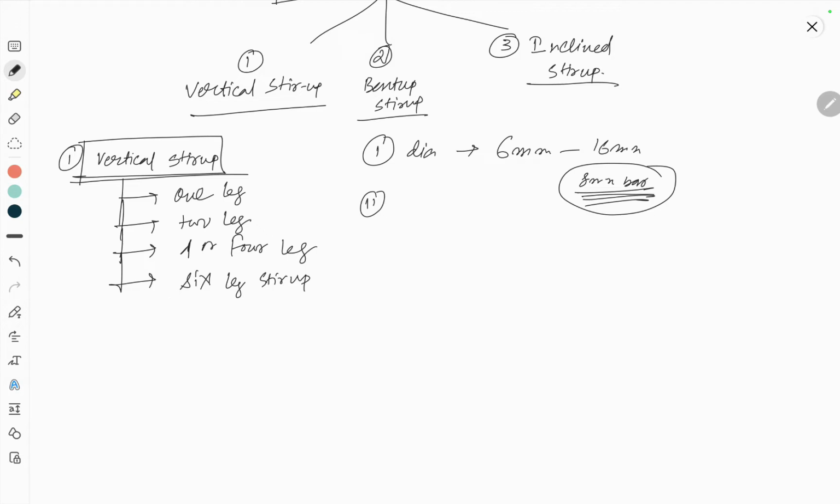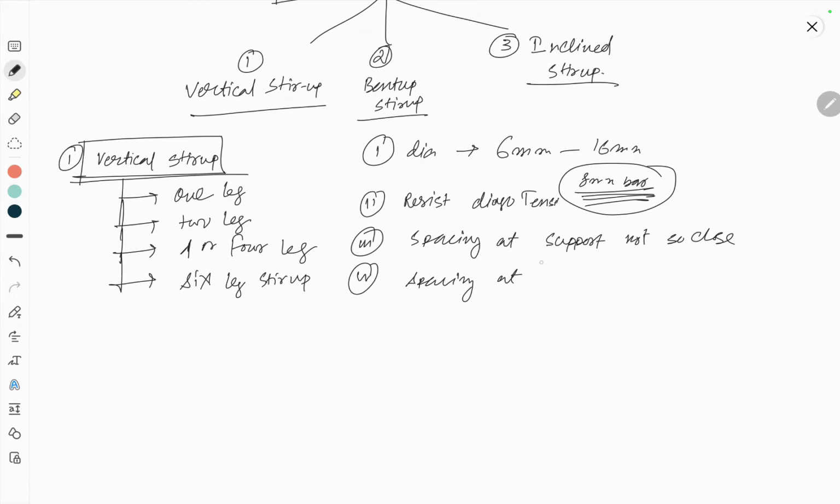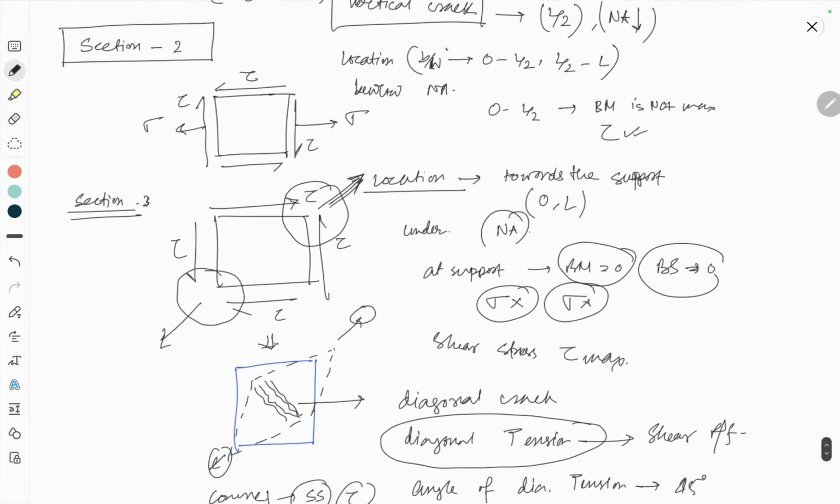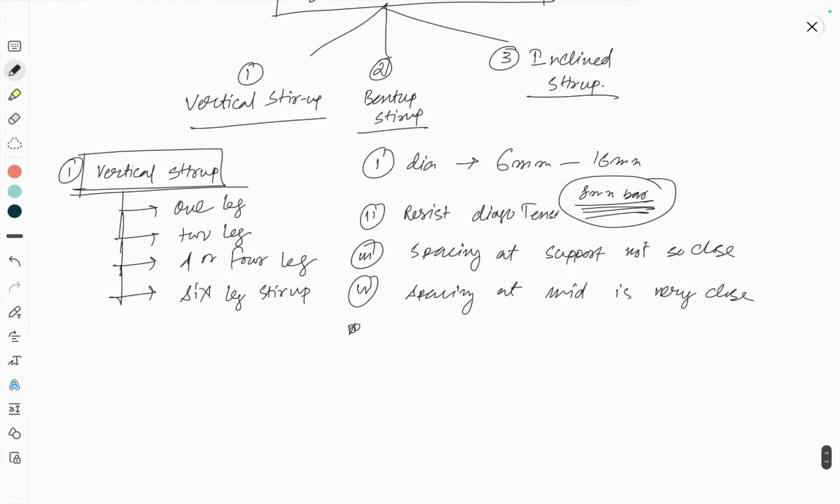Number two, vertical stirrups mainly resist diagonal tension. Spacing is calculated by the design, we'll do that later. The spacing at the support is not so close, but the spacing at midspan is very close, even though shear stress is maximum at the support, because our concrete is good in resisting the shear. So these are the four points for the vertical stirrup.